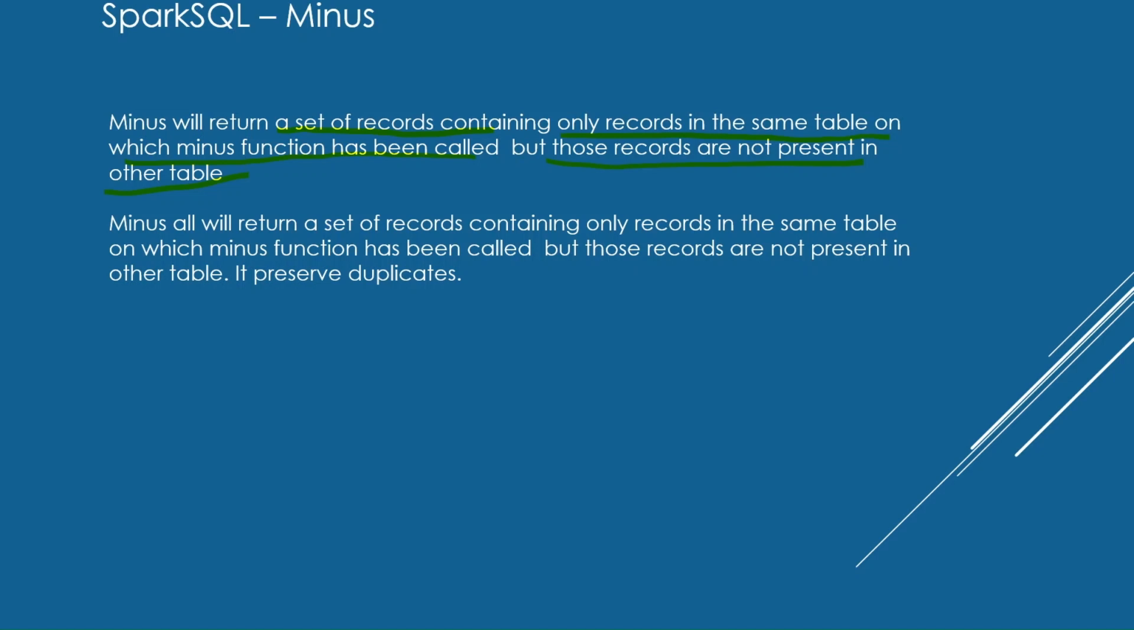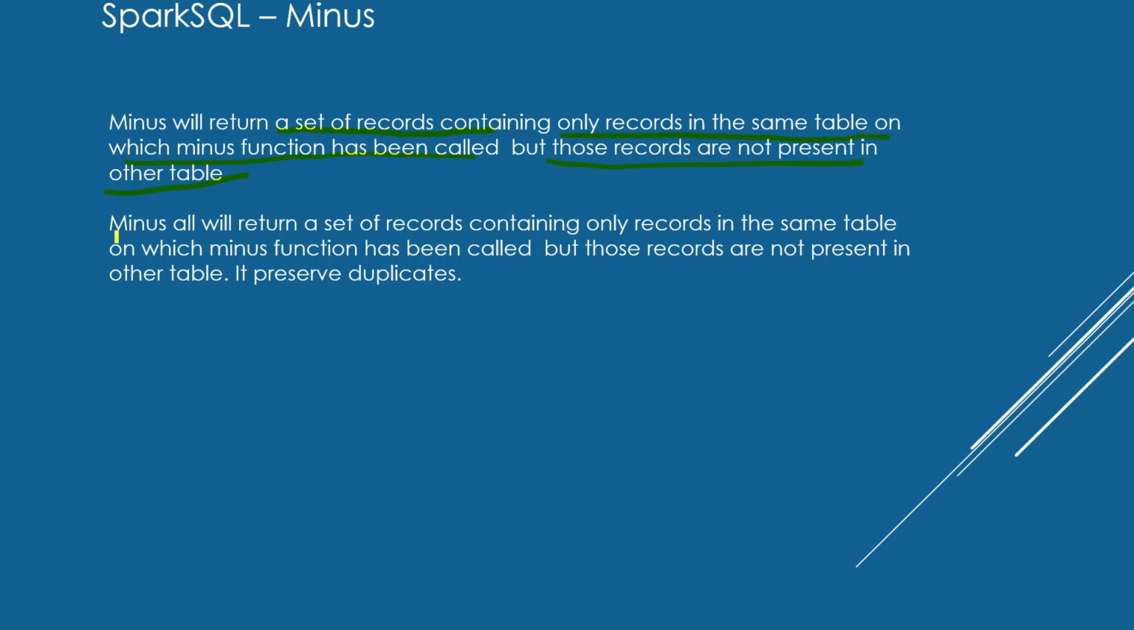So what does it mean? Suppose there is a table that has 10 records and we are calling the minus function on that particular table, and there is another table which has 5 records. How will the minus function behave? It will return the records which are present in the source table. For instance, say 2 records are present in the source table, but those records are not present in the target table. I will show you in the exercise what it means. If you are not able to understand at this point of time, it's okay, but you will get to know once I show you in the exercise over Databricks.